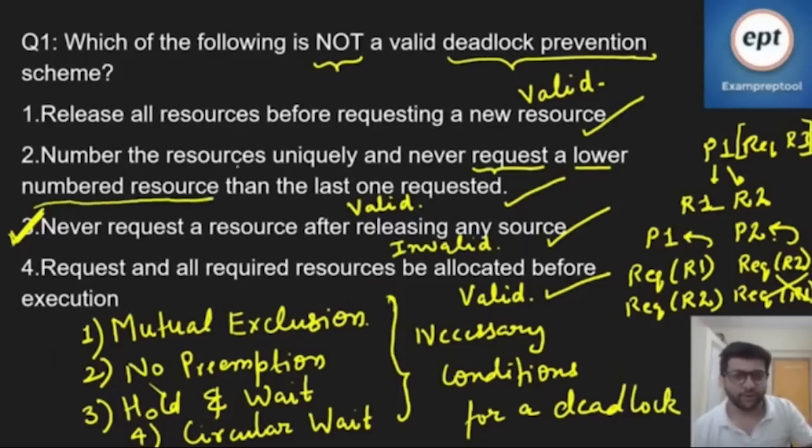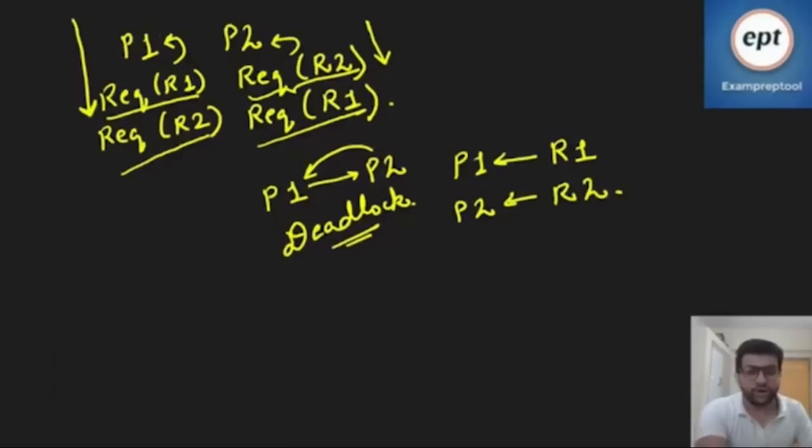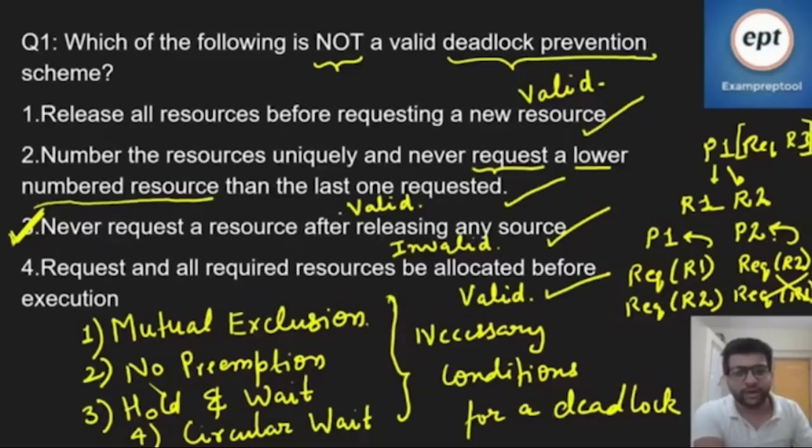The second option was wrong because it was not allowing the circular wait condition to fulfill. Hence, it was also a valid deadlock prevention scheme. The third option: we saw a schedule where there was a deadlock despite satisfying this condition. So that is why this was not a valid deadlock prevention scheme. And the fourth option also was not allowing the hold and wait condition to be satisfied.